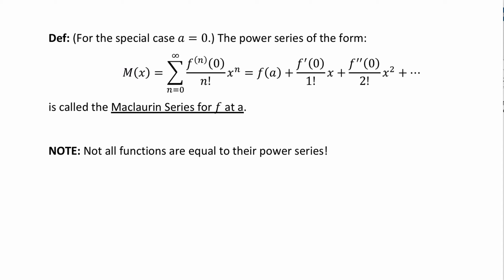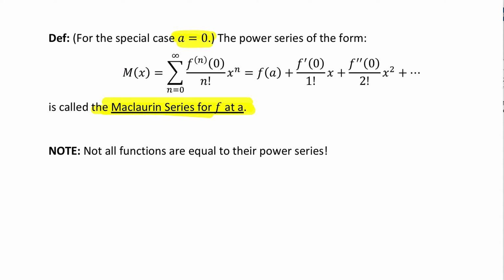Now, there's a special case, which is when a is equal to 0, we call it a Maclaurin series. So let me just make sure that you understand what's happening. I always refer to it as a Taylor expansion, a Taylor series, a Taylor polynomial. Now, if a is equal to 0, then we call it Maclaurin. So all Maclaurin series are Taylor series, but not all Taylor series are Maclaurin series.